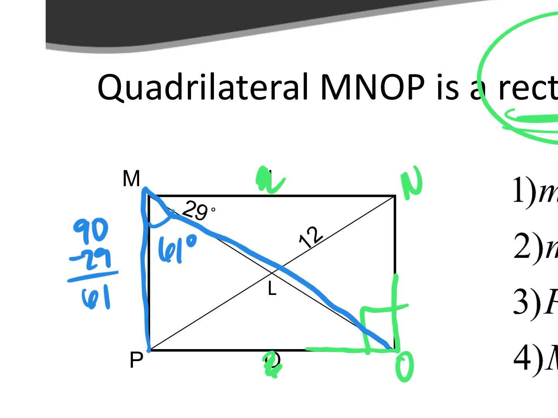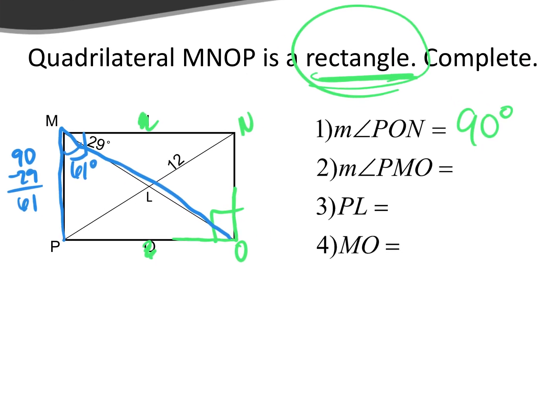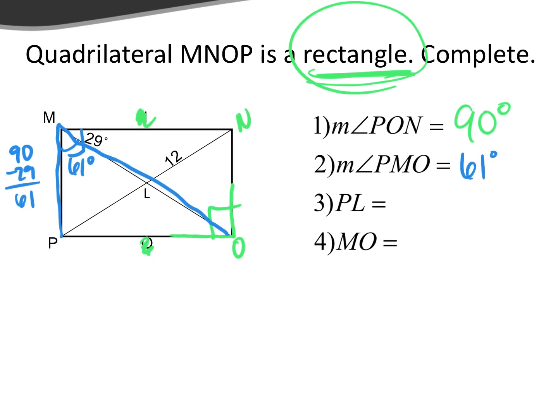People, this is what shape? Why are the angles not bisected by the diagonals? Because that only happens for what shape? Rhombuses and squares, okay? This is a rectangle. So we do know that each angle is going to be 90, but we don't know that it's cut in half. It actually is not in this scenario. It's going to be 61 and 29. So this angle must be 61 degrees.